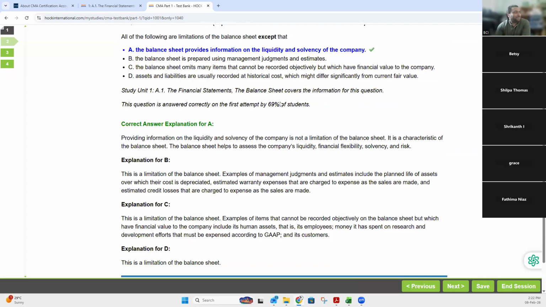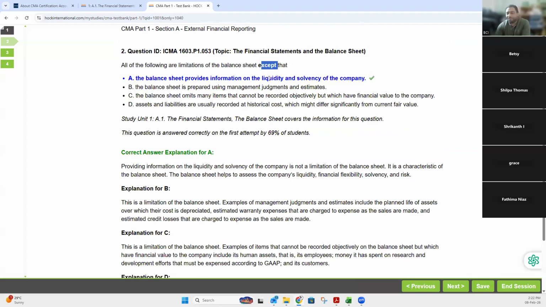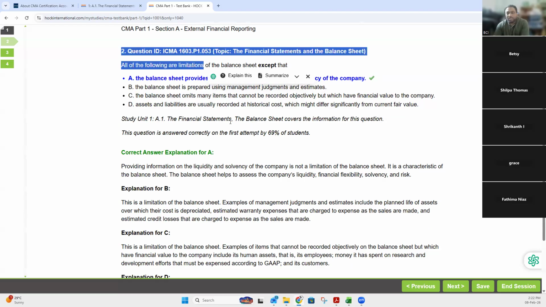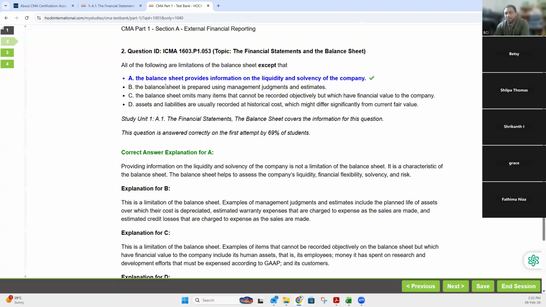Okay, so basically they are asking for the negative, right? So when this kind of question comes, the method you should adopt is just hide the word except and try to take all the correct answers. Find out what the limitations are. That will be the easiest method to do. Otherwise your brain will be confused. Clear?